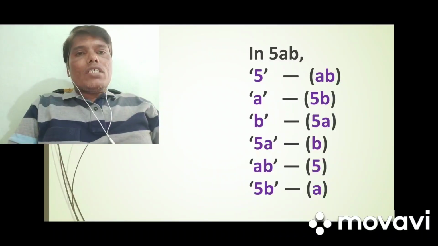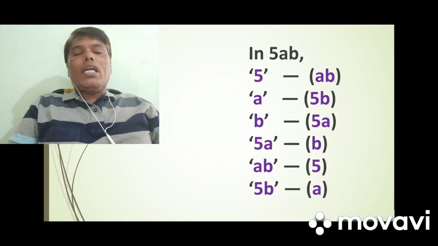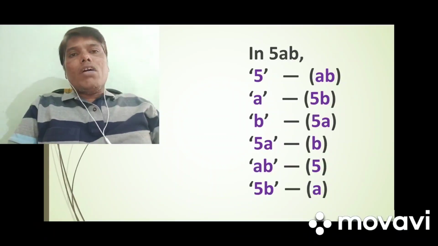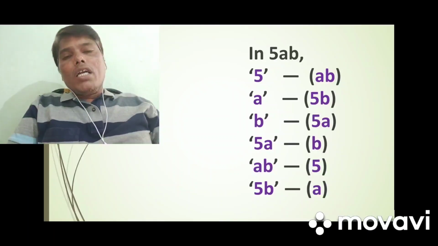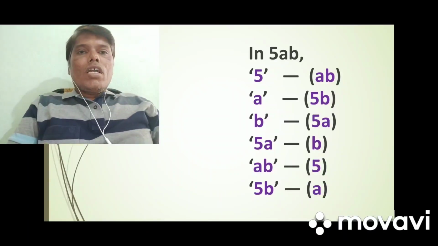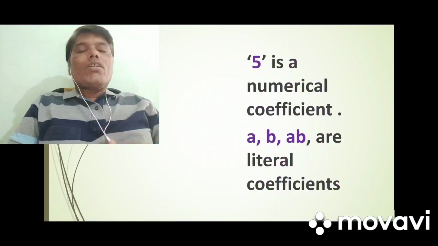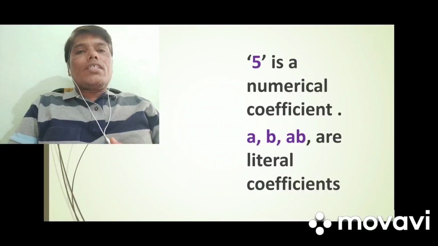In these coefficients, if you observe, 5 is the only number. So 5 is called the numerical coefficient as it is a number. So in general speaking also, whenever we say the coefficient, we will understand that it is a numerical coefficient. And some other coefficients like a, b and ab, these are called literal coefficients as these consist of the variables, right? I hope you understand about the coefficient.